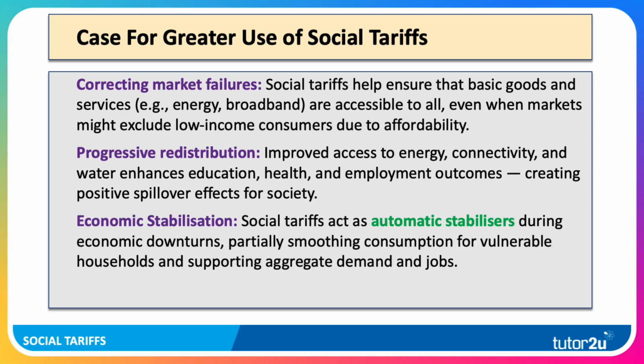And there's also an aspect of economic stabilisation at a macroeconomic level. During a downturn, for example, unemployment is going up and wages are falling, so people just might not be able to afford these services. Offering social tariffs to those people on receipt of welfare or unemployment benefit can help partially smooth consumption for vulnerable households, thereby supporting aggregate demand and jobs.